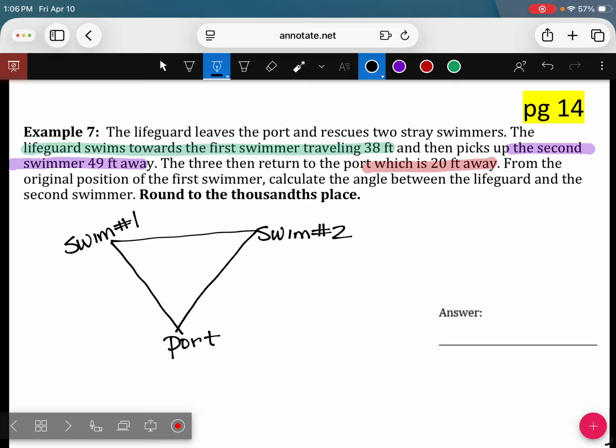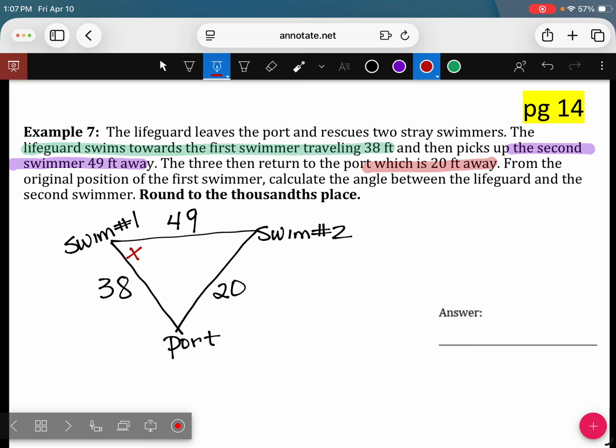So it says the lifeguard goes 38 to the first swimmer, and then from the first swimmer, he goes to the second one, which is 49 away, and then they come back to the port, which is 20 away. So it says from the original position of the first swimmer, calculate the angle between the lifeguard and the second swimmer. So they want the perspective from the first swimmer. This is the angle I'm looking for, the angle next to swimmer 1.